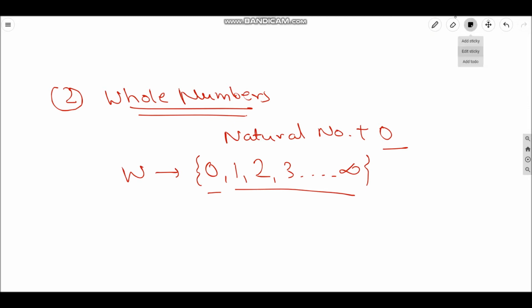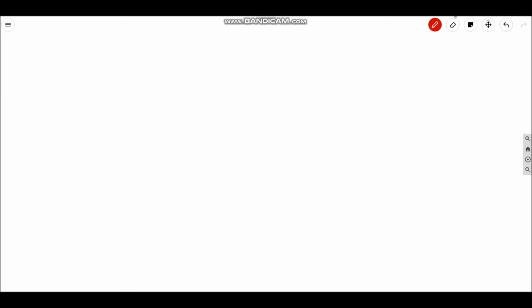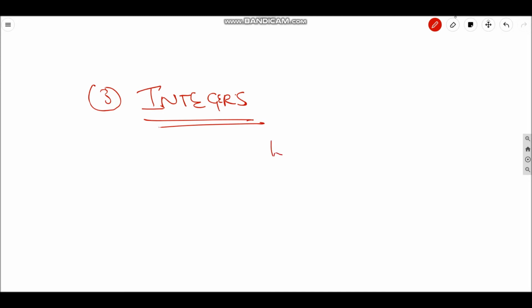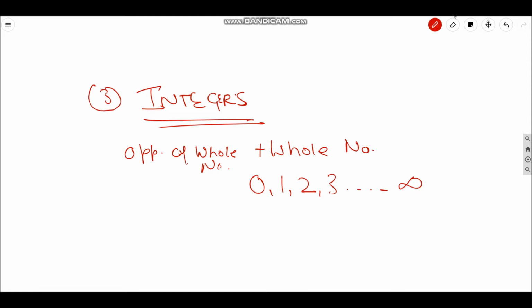Now moving to the next, the third one: integers. Basically, if I have to define the integers, I can say that whole numbers plus the opposite of the whole numbers form the integers. What I mean is that the whole numbers are 0, 1, 2, 3 up to infinity. Now, what is the meaning of the opposite of the whole numbers? Opposite means the negative of the whole numbers. The negative of 1 is minus 1, of 2 is minus 2, of 3 is minus 3, and up to the infinity. Then these are the integers.